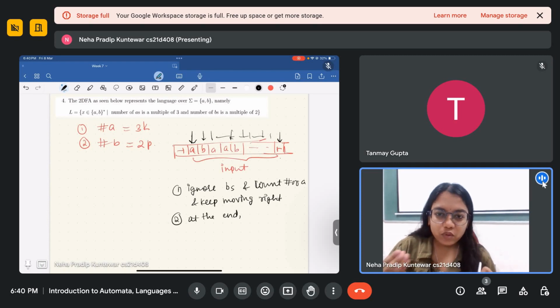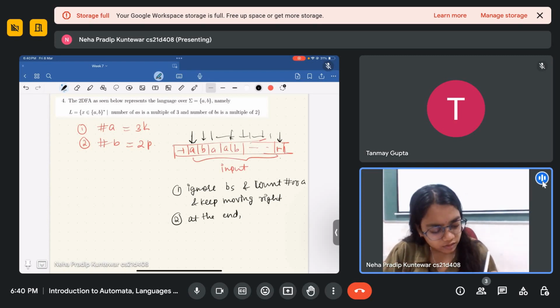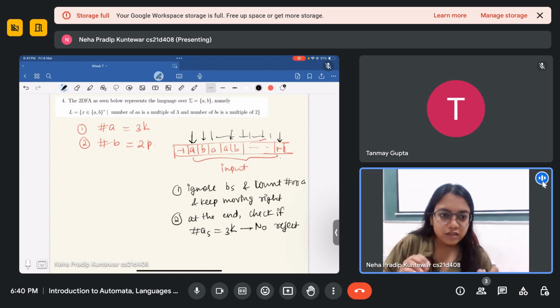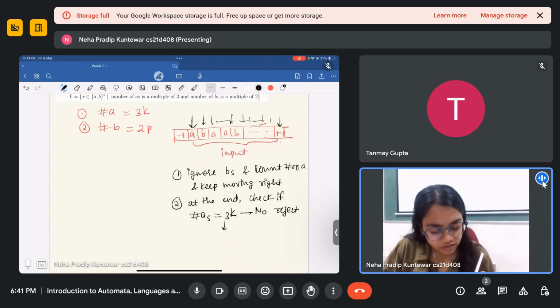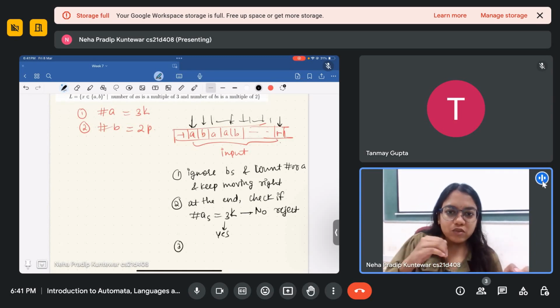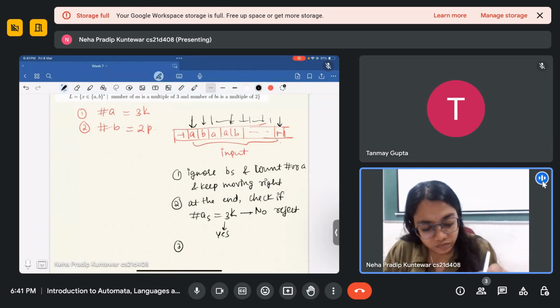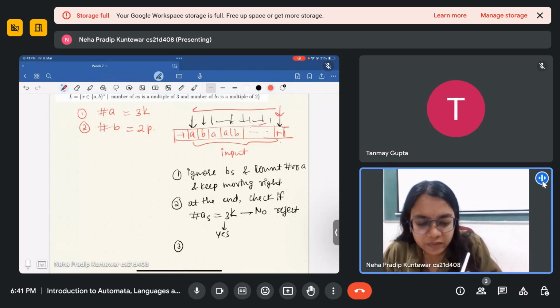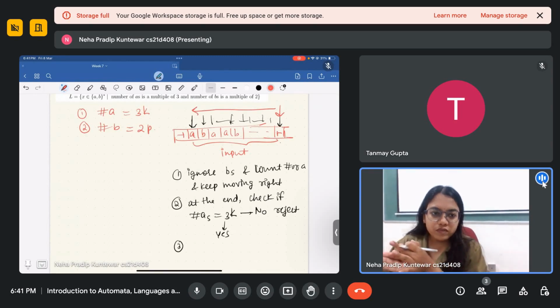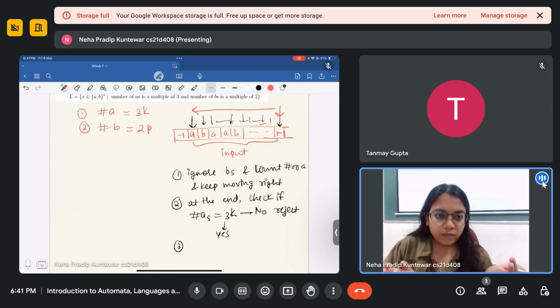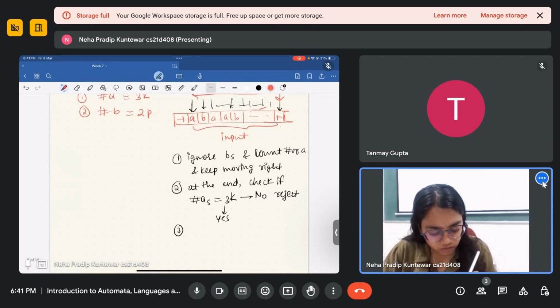At the end, what will we check? Because we only counted the number of A's, we will just check if the number of A's is a multiple of 3. If no, then you anyway reject, because it is already violating the condition. We want it to be a multiple of 3 for A's as well as a multiple of 2 for B's. If yes, then you continue on to the third step. In the whole thing we checked whether the number of A's is a multiple of 3. Now we want to check whether the number of B's is a multiple of 2. So what we will do, we are here, we will move all the way back to the front of the input, and on the way we will count the number of B's.